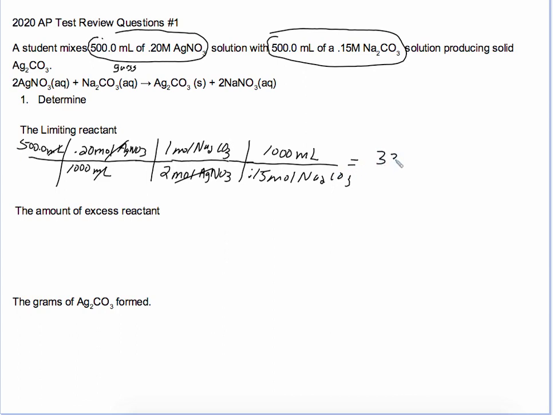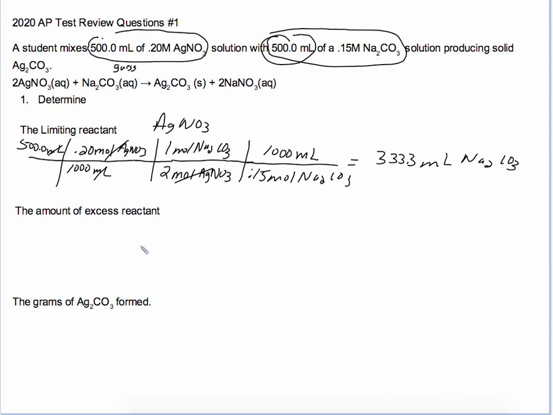Now, if you solve this problem, it's going to say that you need 333.3 milliliters of sodium carbonate. That's how much you need. Now, how much do you have? Well, you have 500. So you're only going to use 333 if all of the silver nitrate reacts. So the limiting reagent or reactant is silver nitrate.